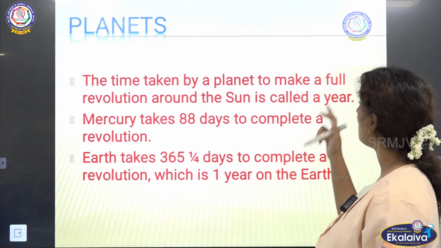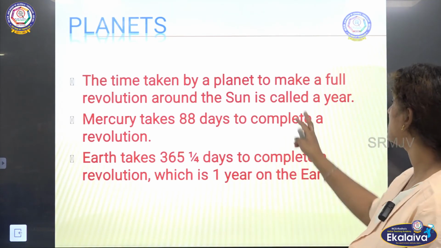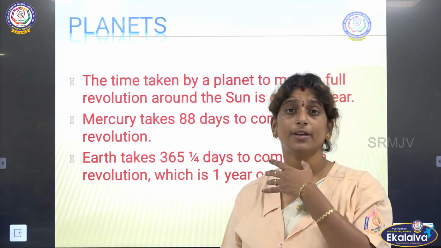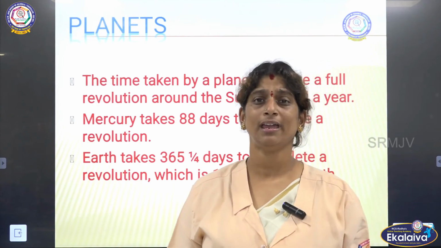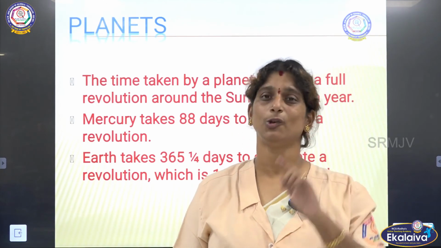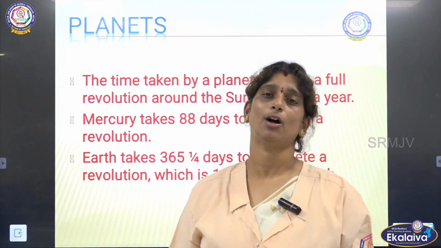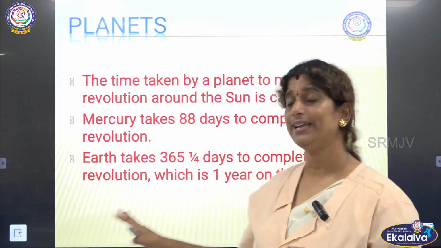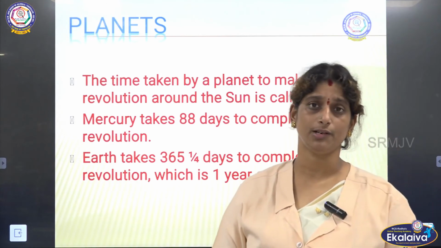The time taken by a planet to make a full revolution around the sun is called a year. For Mercury it takes only 88 days to complete one revolution. Why? Because it is very close to the sun, and it also has a very small orbit. So it has a very short way to go, and it takes only 88 days to complete one revolution.